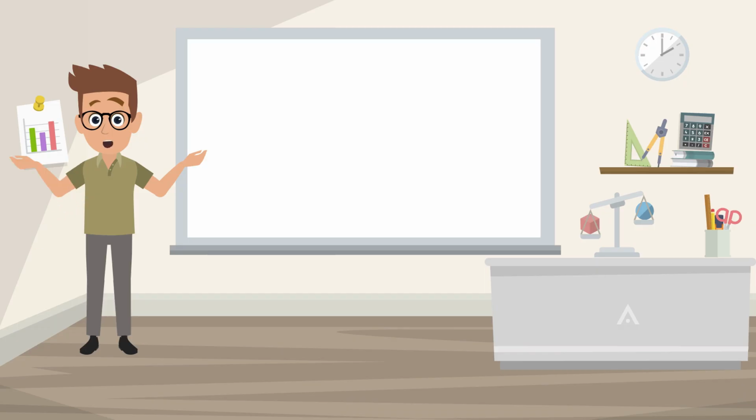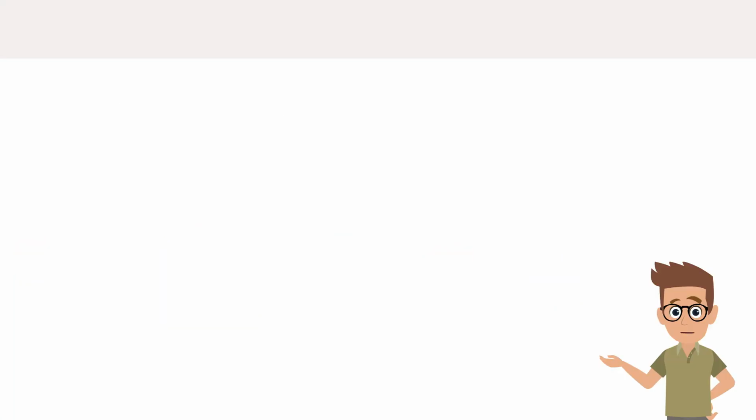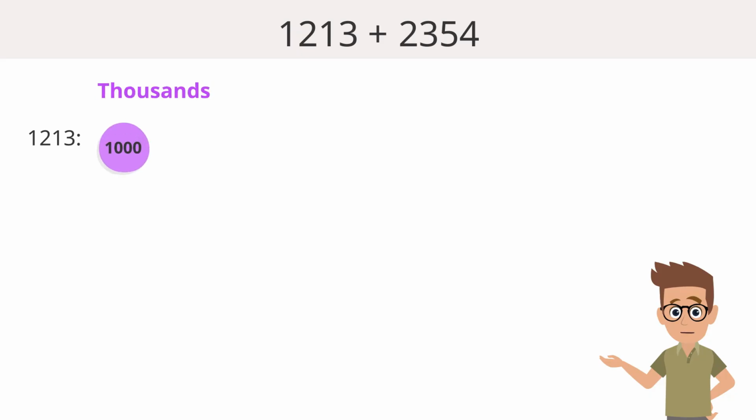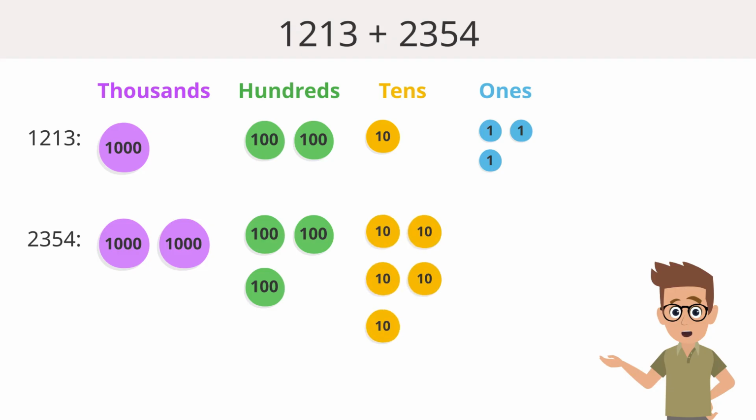Today, we will explore how to add 4-digit numbers using number discs. What is 1213 plus 2354? First, let's use number discs to represent each number. The number 1213 has 1,000, 200s, 1 ten and 3 ones. The number 2354 has 2,000s, 300s, 5 tens and 4 ones.